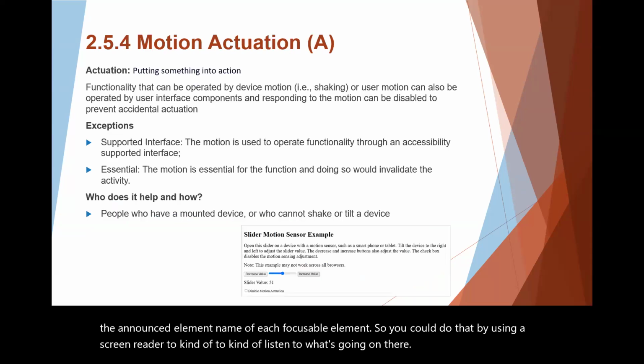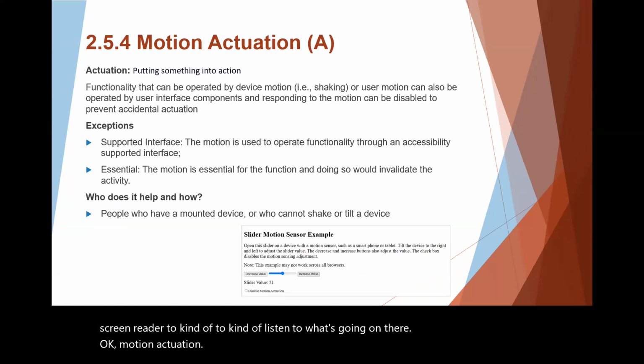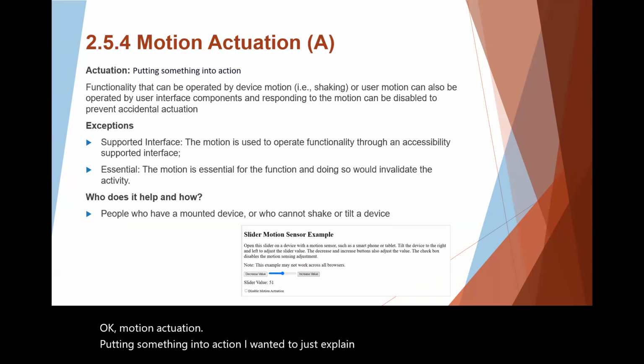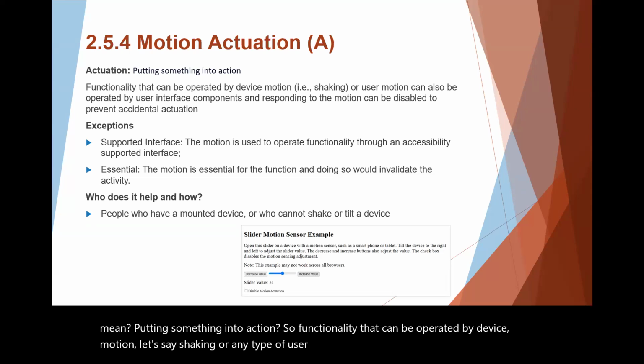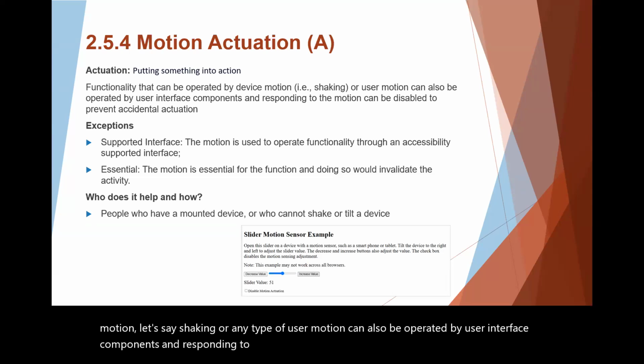Okay, motion actuation. Putting something into action. I wanted to just explain. First off, what does actuation mean? Putting something into action. So functionality that can be operated by device motion, let's say shaking or any type of user motion, can also be operated by user interface components, and responding to the motion can be disabled to prevent accidental actuation.